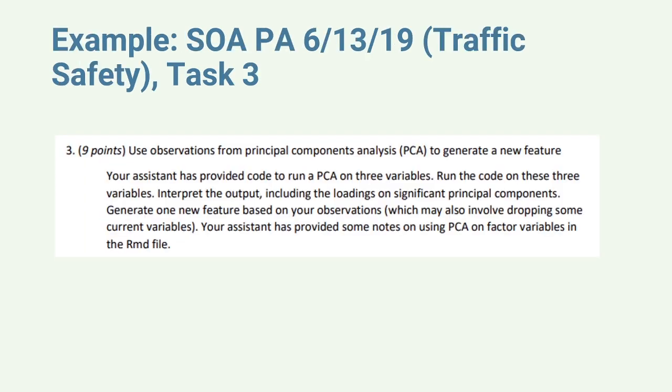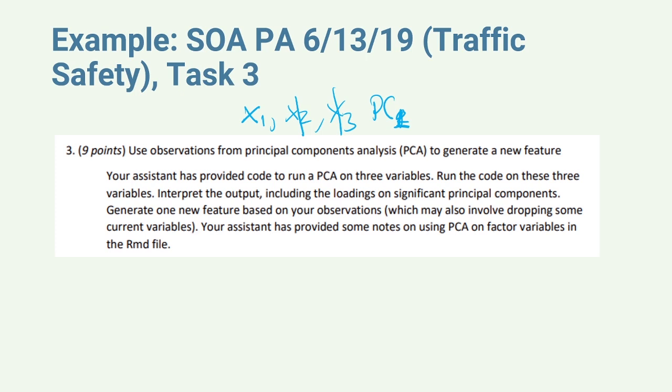Here's an example of PCA. Use observations from principal component analysis to generate a new feature. So in this case, you have some data. You have x1, x2, x3, and what you want to do is maybe replace some subset of these features with a single principal component. Like maybe you replace x1 and x2 with principal component 1, for instance.